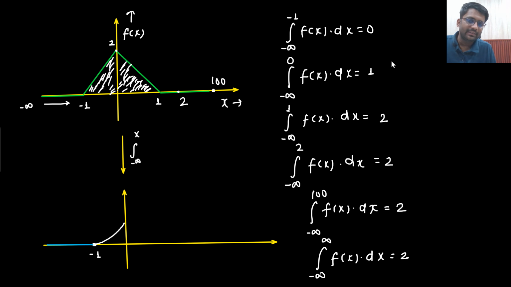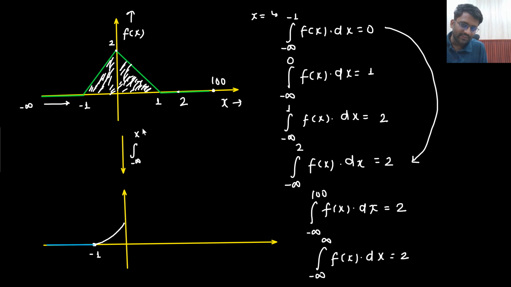So the area increases in this range, it goes from 0 to 2, and after that it remains constant always. This is the value of x. You are integrating from minus infinity to x. When the value of x was minus 1, the area was 0. When the value of x is 0, the area has become 1. So this value is 1. When the value of x is 1, the area has become 2.